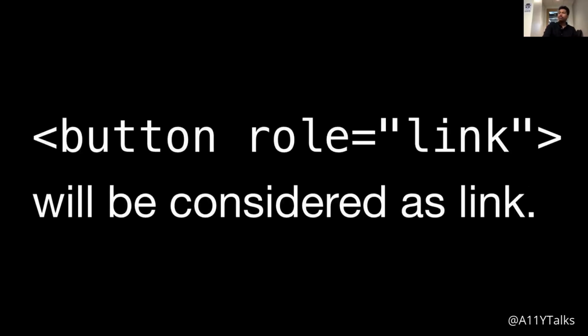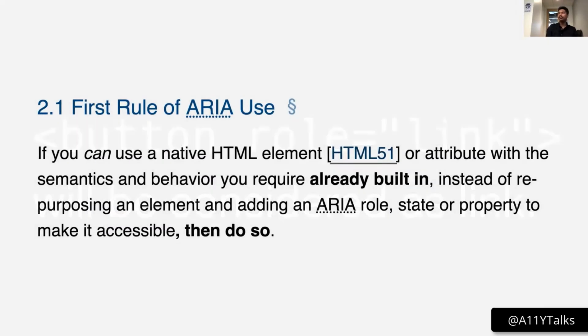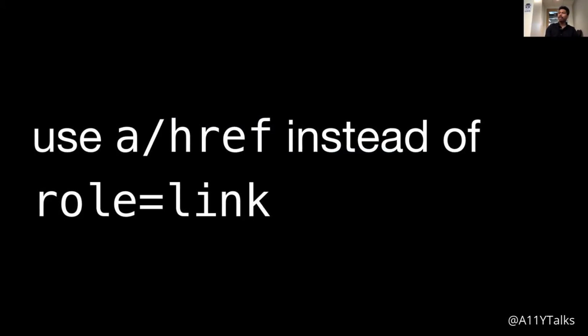But it's worth noting that the semantic information provided by ARIA attributes supersedes the native HTML semantics. So for example, a button with a role link will be considered as a link and not as a button. Thus, the first rule of ARIA is not to use ARIA if we can use native HTML. So it would be wiser to use a href instead of role equals link.